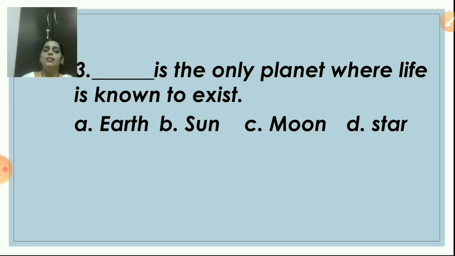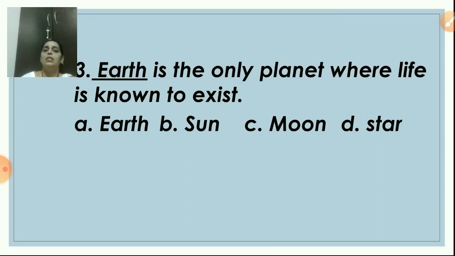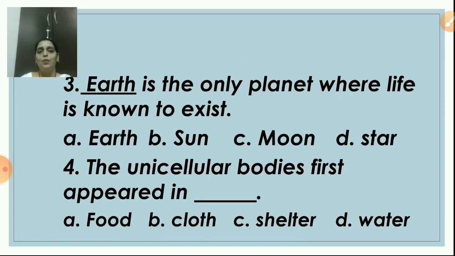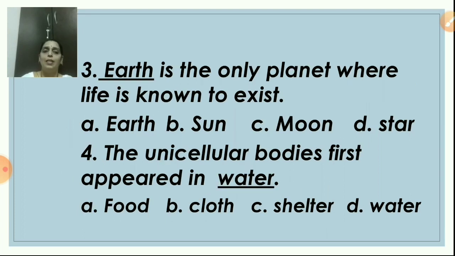Now the next, third, dash is the only planet where life is known to exist. A. Earth, B. Sun, C. Moon, D. Star. And your answer will be Earth. Earth is the only planet where life is known to exist. Very good. Now the fourth one, the unicellular bodies first appeared in dash. A. Food, B. Cloth, C. Shelter, D. Water. And the answer will be water. The unicellular bodies first appeared in water.